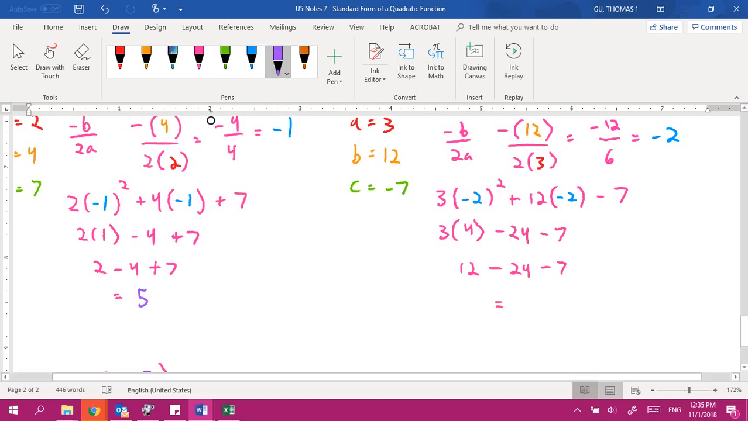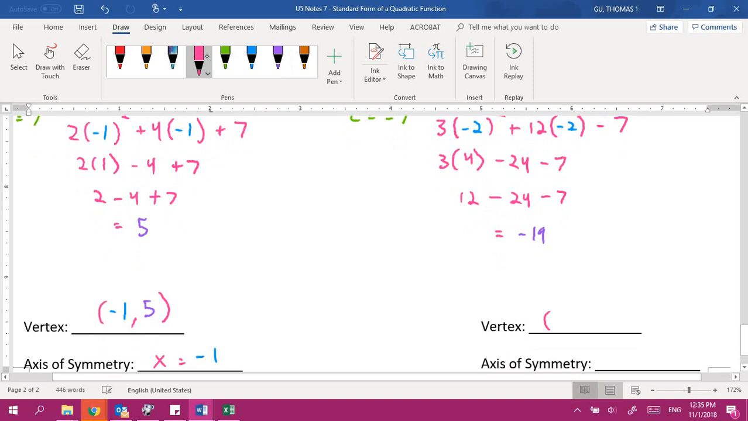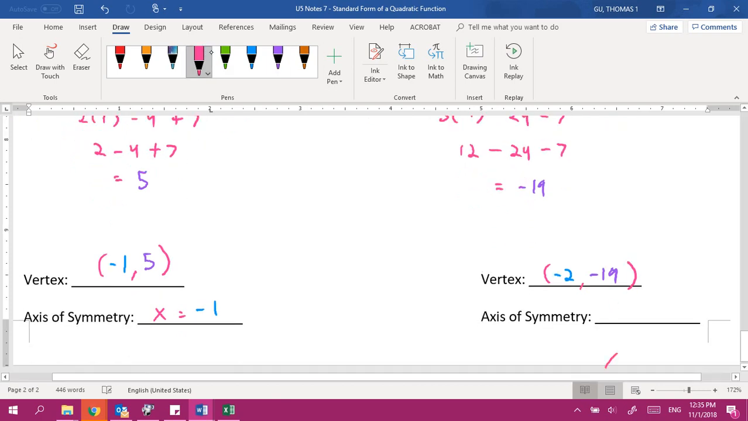Very good. And so what's your vertex? Negative 2, negative 19. And if that's my vertex, what's my axis of symmetry? X equals negative 2, right? It's just the x value from the vertex.